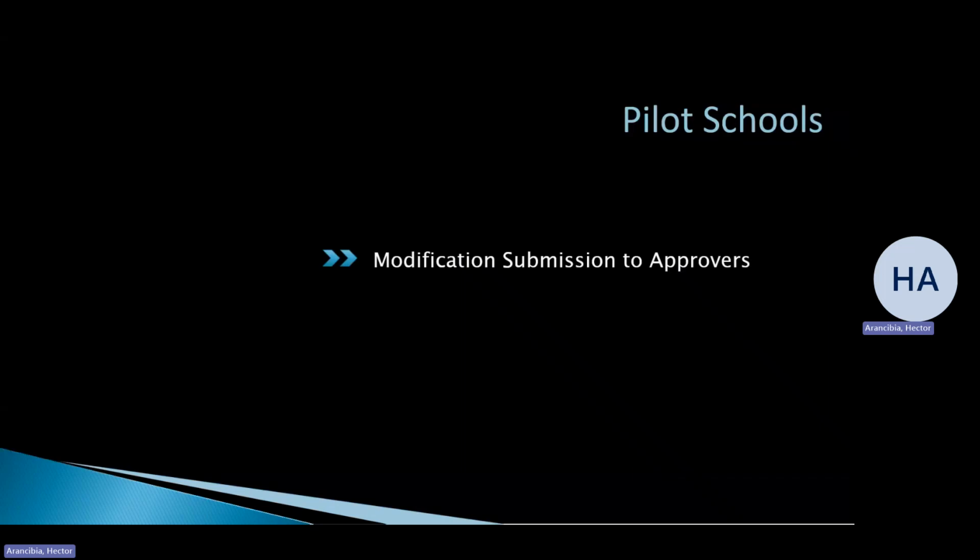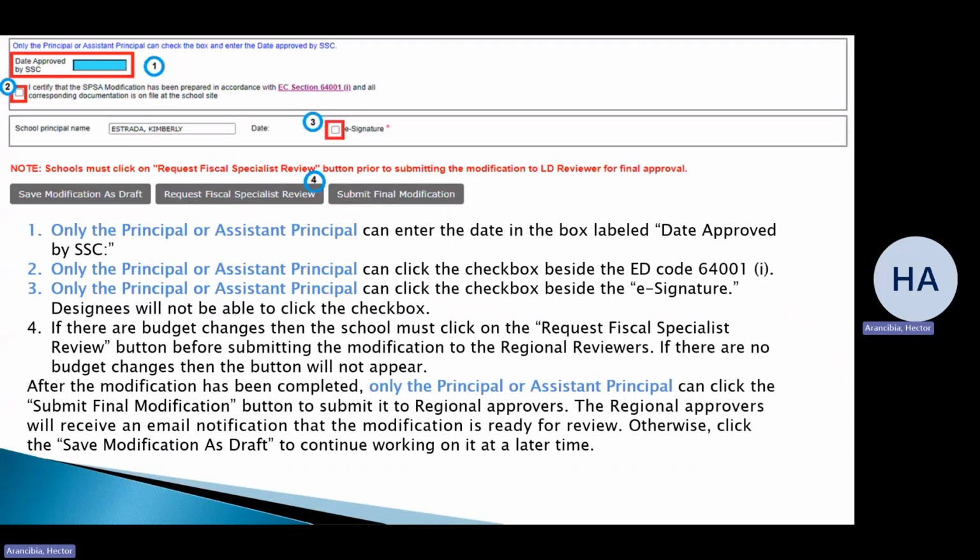And then we'll cover how to submit the modification to approvers. So only your principal or assistant principal can enter the SSC approval date, and only the principal or assistant principal can check the checkbox beside your ed code 64001, and they're the only ones who can click the checkbox beside the e-signature. Designees are not going to be able to do any of those things that are shown in this slide.